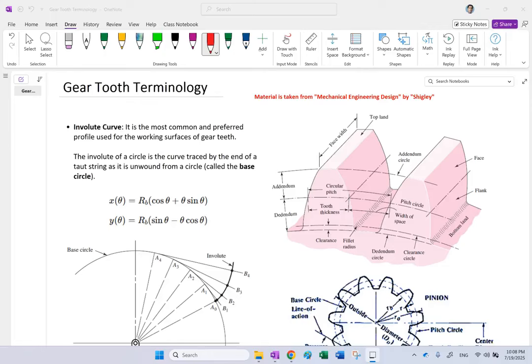Hello everyone. In this video, we are going to talk about gear tooth terminology.